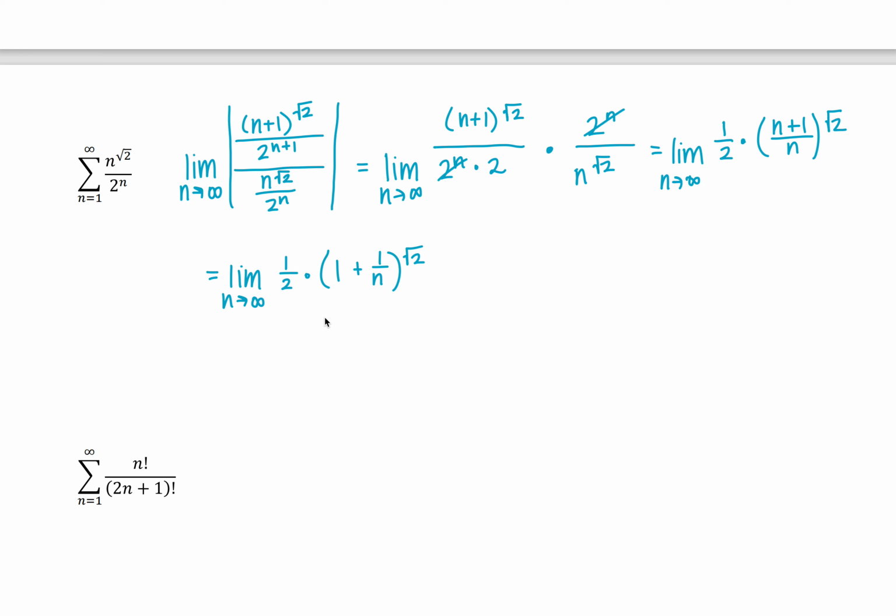As n goes to infinity, 1 over n goes to 0. So I have 1 raised to the square root of 2 power. Well, 1 to the square root of 2 power is still 1. So I've got 1/2 times 1. So that limit there is 1/2. Since that's my rho value, and since that is less than 1, this series also converges absolutely.